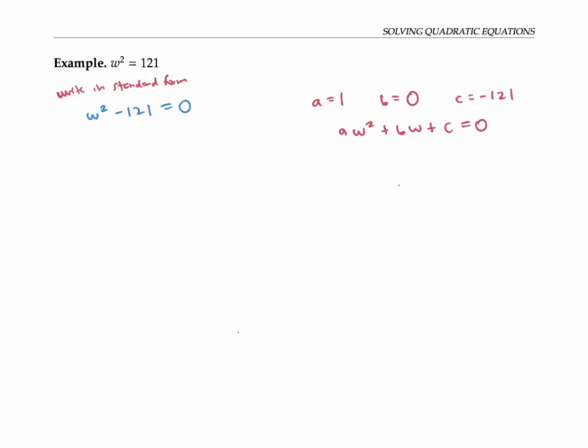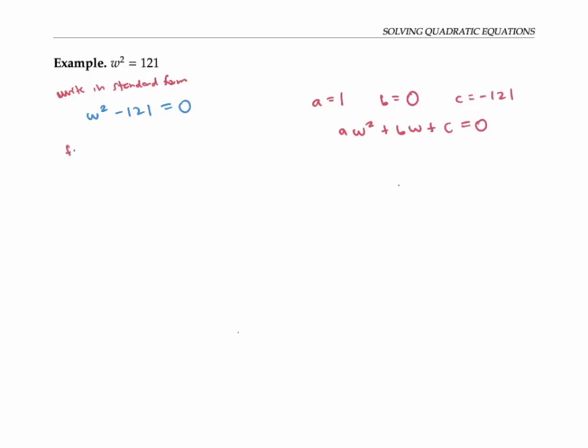In the next example, let's find solutions of the equation w squared equals 121. This is a quadratic equation because it's got a square of my variable w. I can rewrite it in standard form by subtracting 121 from both sides. Notice that a is equal to 1, b is equal to 0 because there's no w term, and c is equal to negative 121 in the standard form a w squared plus b w plus c equals 0.